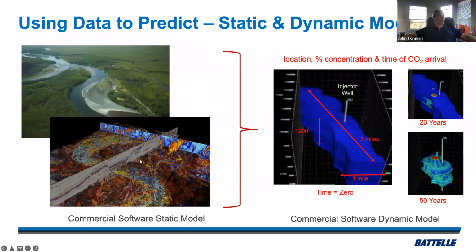Next, a critical thing is what we do with that data. There are two types of models that are built, and commercial modeling software that's been used in the oil industry is typically used in a commercial setting. The first thing we do is build what's called a static model. I like to call that the photograph or the 3D image of the Earth as it exists today. That's our rendering of how we see the Earth before injection.